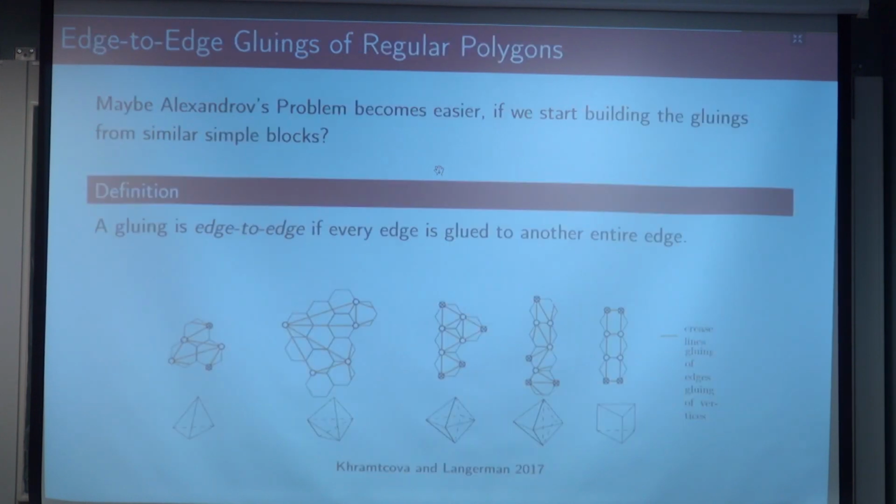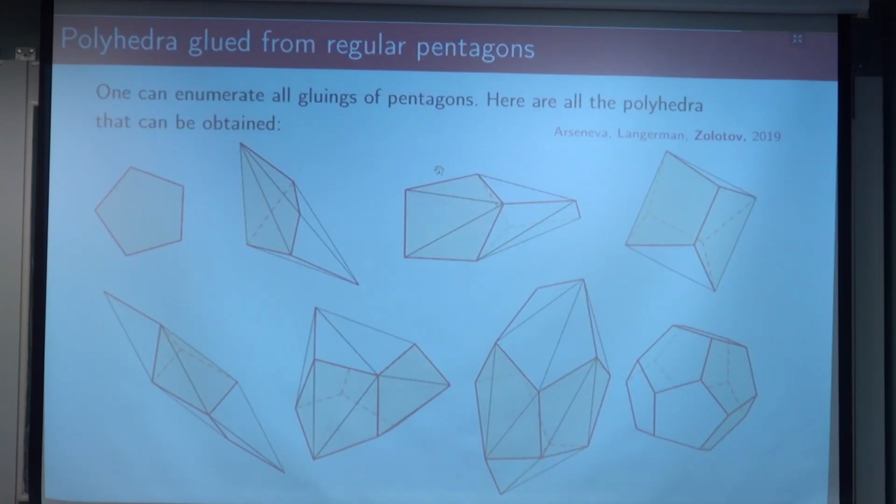The natural idea is to consider gluings that are built of some known blocks using some known methods. One common idea is to use regular polygons and edge-to-edge gluings, where basically the edges meet when we glue them together. Here you can see some edge-to-edge gluings of regular hexagons. And our result is that using the technique of enumeration of gluings and some other theorems, you can get a full list of all the polyhedra that can be glued from regular pentagons, their graph structures, angles, vertices, and so on.